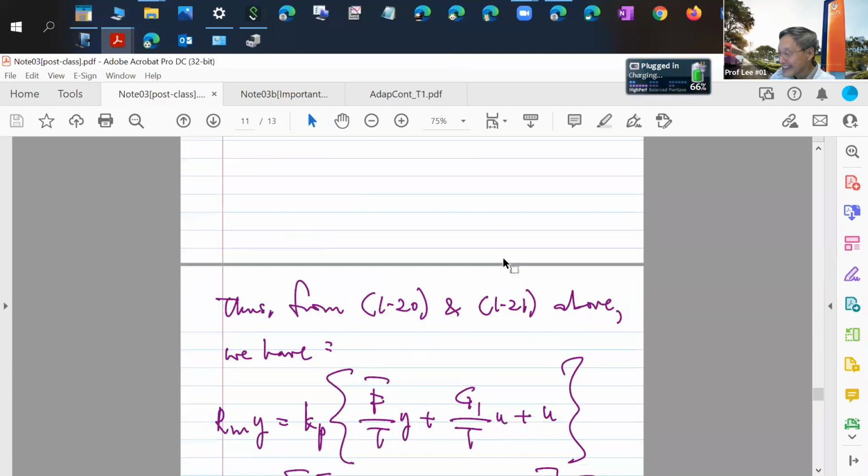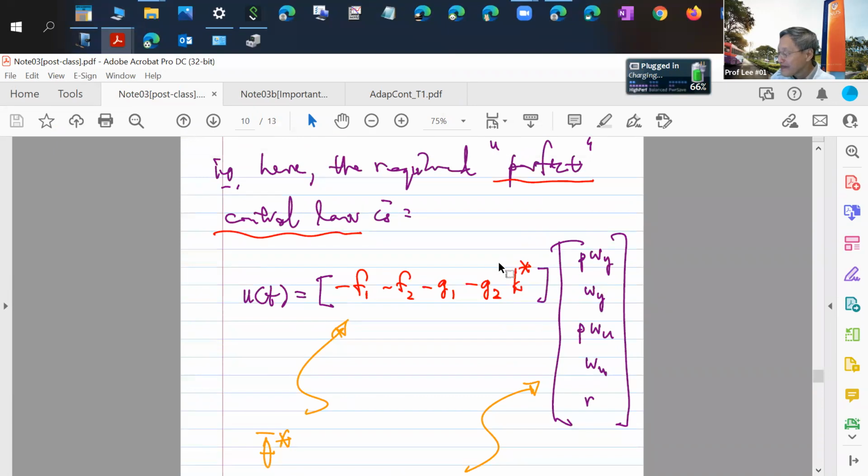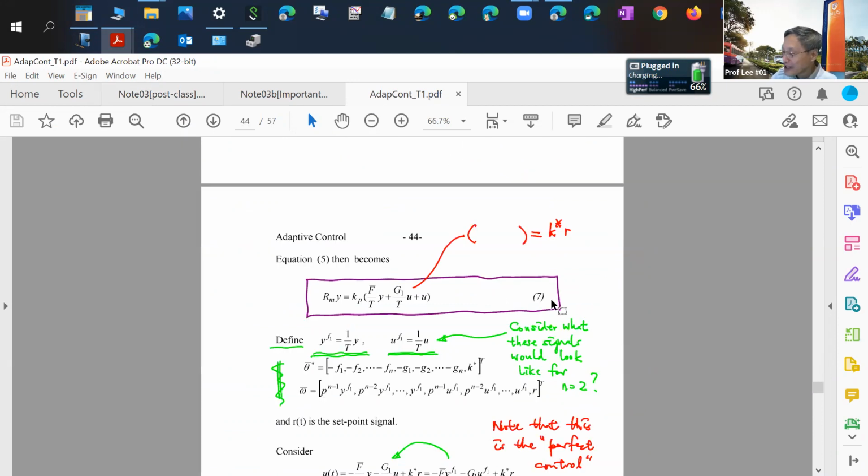So East Coast of the United States, we tend to use the symbols omega sub y and so on. Omega sub y, omega sub u. All right. But the Europeans, the West Coast of the United States, they tend to prefer, instead of omega sub y, y superscript f. Instead of omega sub u, they tend to prefer u superscript f. All right, R is still there. Essentially same set of signals.